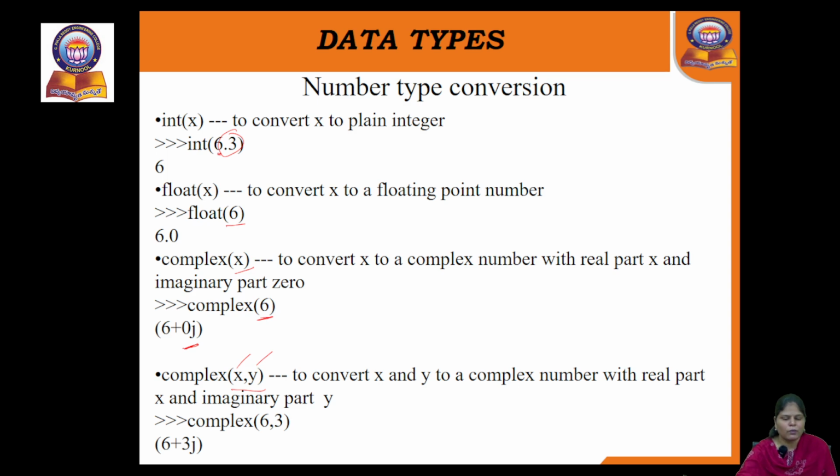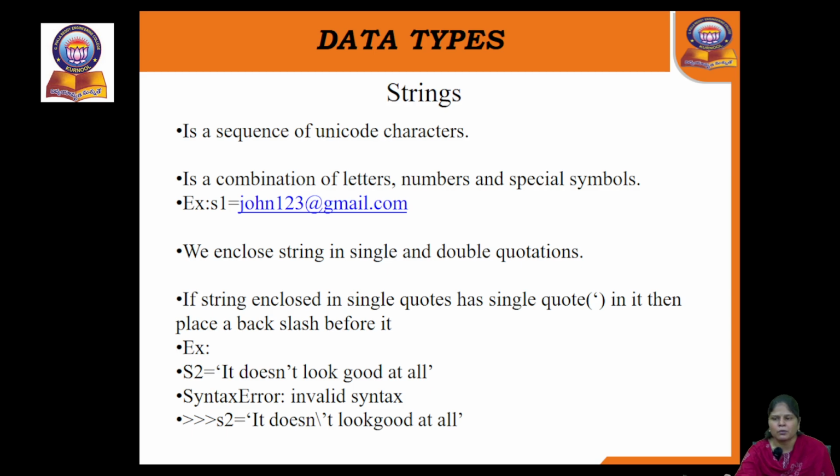So this is how you can convert one type of number to another number. Next we go with the other data type called a string. A string is nothing but a collection of characters. Here we consider it as a collection of Unicode characters.